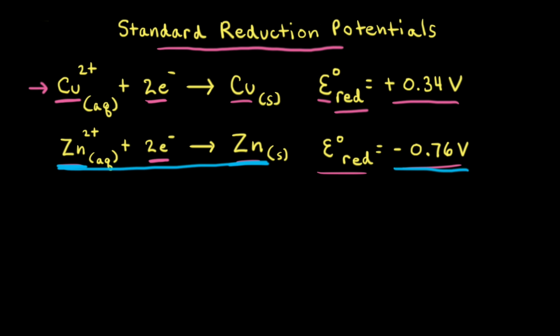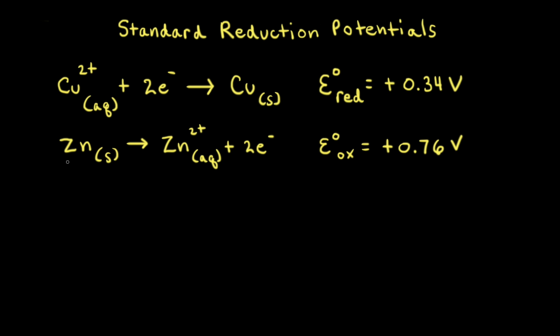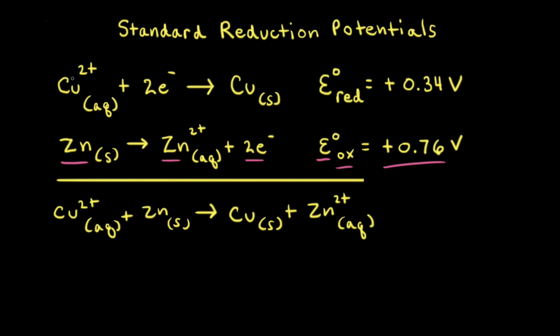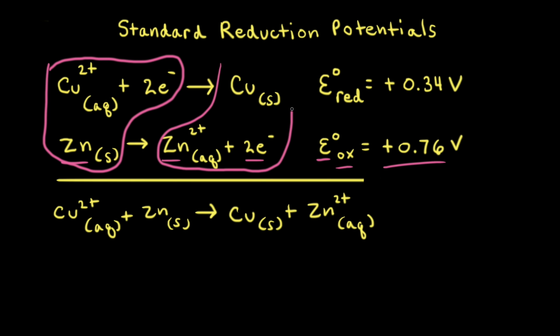So now I've changed it to show the oxidation half reaction, solid zinc turning into zinc 2 plus ions in solution, and the loss of 2 electrons. The standard oxidation potential for this half reaction is positive 0.76 volts. The next step is to add the 2 half reactions together. So here are all of our reactants, and here are all of the products. Notice how 2 electrons would cancel out, and that gives us copper 2 plus ions in aqueous solution plus solid zinc forms solid copper and zinc 2 plus ions in solution.